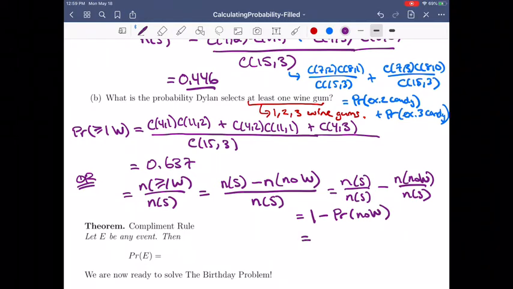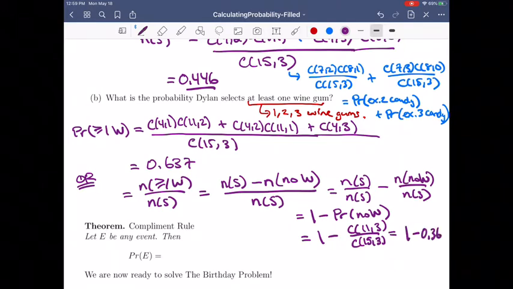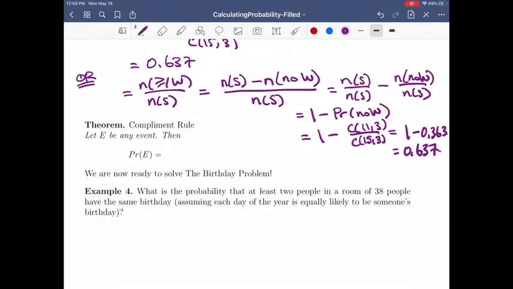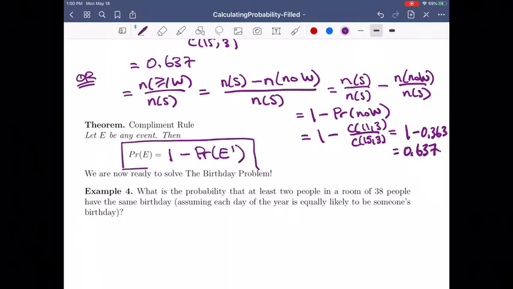But if we actually compute it this way, it's going to be 1 minus, so no wine gums means that all 3 of his things came from the 11 other objects. Okay, so it's going to be 1 minus 0.363, which again gives us our 0.637. Okay, so we also have a complement rule for probabilities, and it's very similar to what we had for counting, except instead of subtracting from the universe, we're going to be subtracting from the number 1, which is like the unit, the biggest number that the probability could be. So if you have an event E and you want the probability of E, you could instead do 1 minus the probability of E complement. Okay, or if there's cases, you can do cases.